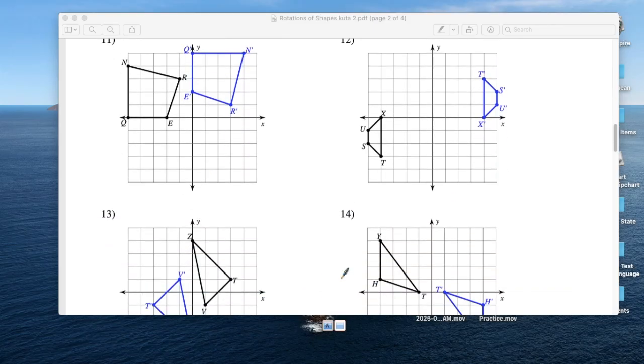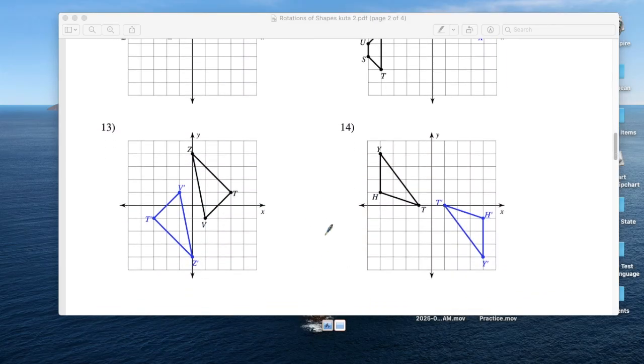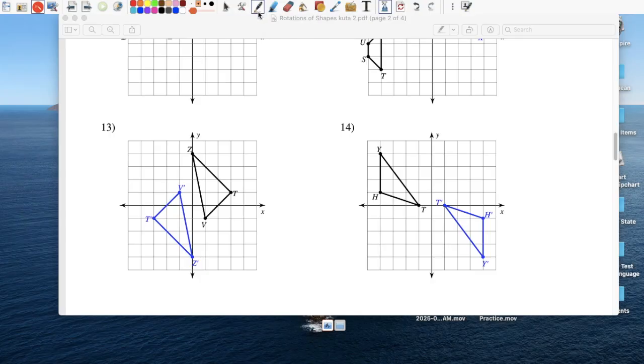Number 13. Well, I would go the shortest direction possible. So look at V. V is in quadrant 4. And V prime is in quadrant 2. So V is 2 quadrants over. So that would make it 90 plus 90, 180. Let's just take a look at the other ones.